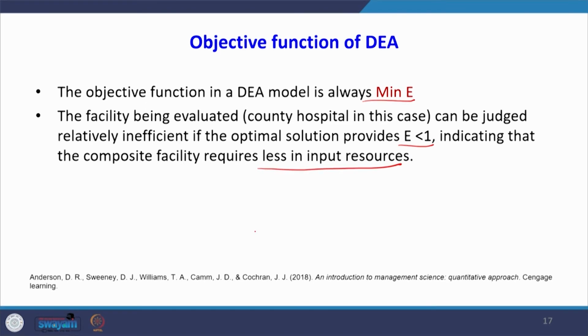So, what we have to do? We have to minimize the E. If the value of E is less than 1, what does it imply? That the composite hospital is consuming lesser resources than the county hospital. Okay.